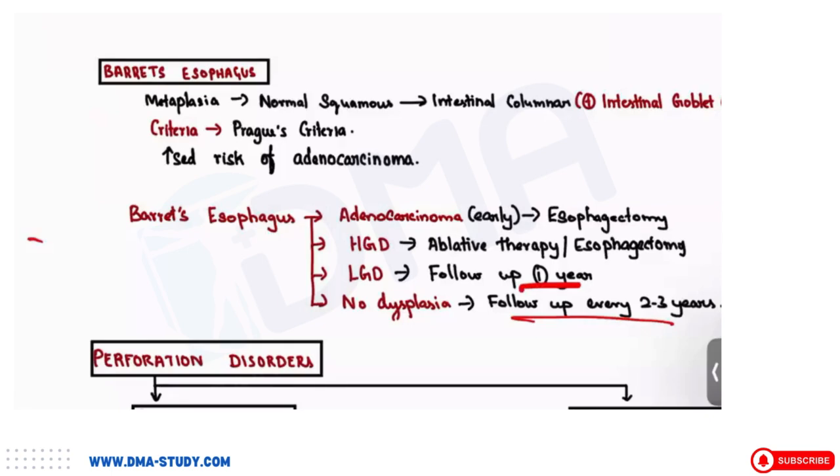What is the criteria for Barrett esophagus? Prague criteria. What is the criteria for GERD? Los Angeles criteria. What is the criteria for motility disorder? Chicago criteria. Investigation of choice for motility disorders? Esophageal manometry. Investigation of choice for diverticular diseases? Barium swallow. Investigation of choice for GERD?